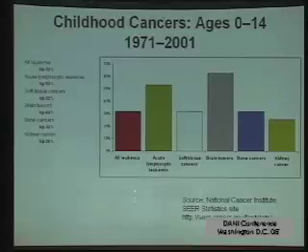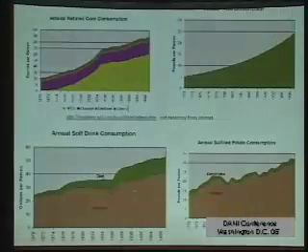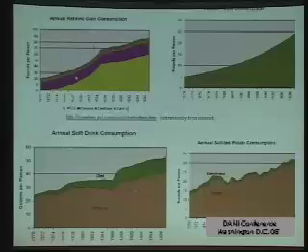This is increase in childhood cancers, age 0 to 14, from 1971 to 2001. Leukemia is up 32%, ALL 53%, soft tissue cancers 32%, brain tumors up 63%, bone cancers up 32%, kidney cancers up 26%. This is hypospadias, a penis malformation where the opening of the penis is not at the tip but somewhere else. It's doubled. This is increase of refined corn consumption, pizza consumption, soft drink consumption, and sulfited potato consumption.